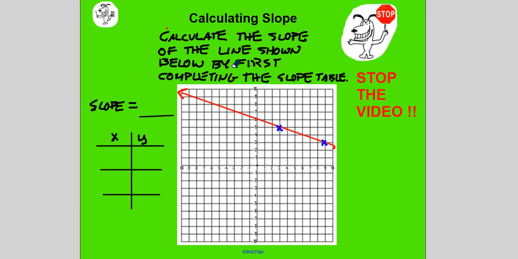Okay, this is another problem that I want you to do. I want you to stop the video, figure out the coordinates of these 2 points, put them in the slope table, and calculate the correct slope. So again, stop the video, do the work, then restart the video to see if your answer agrees with mine.